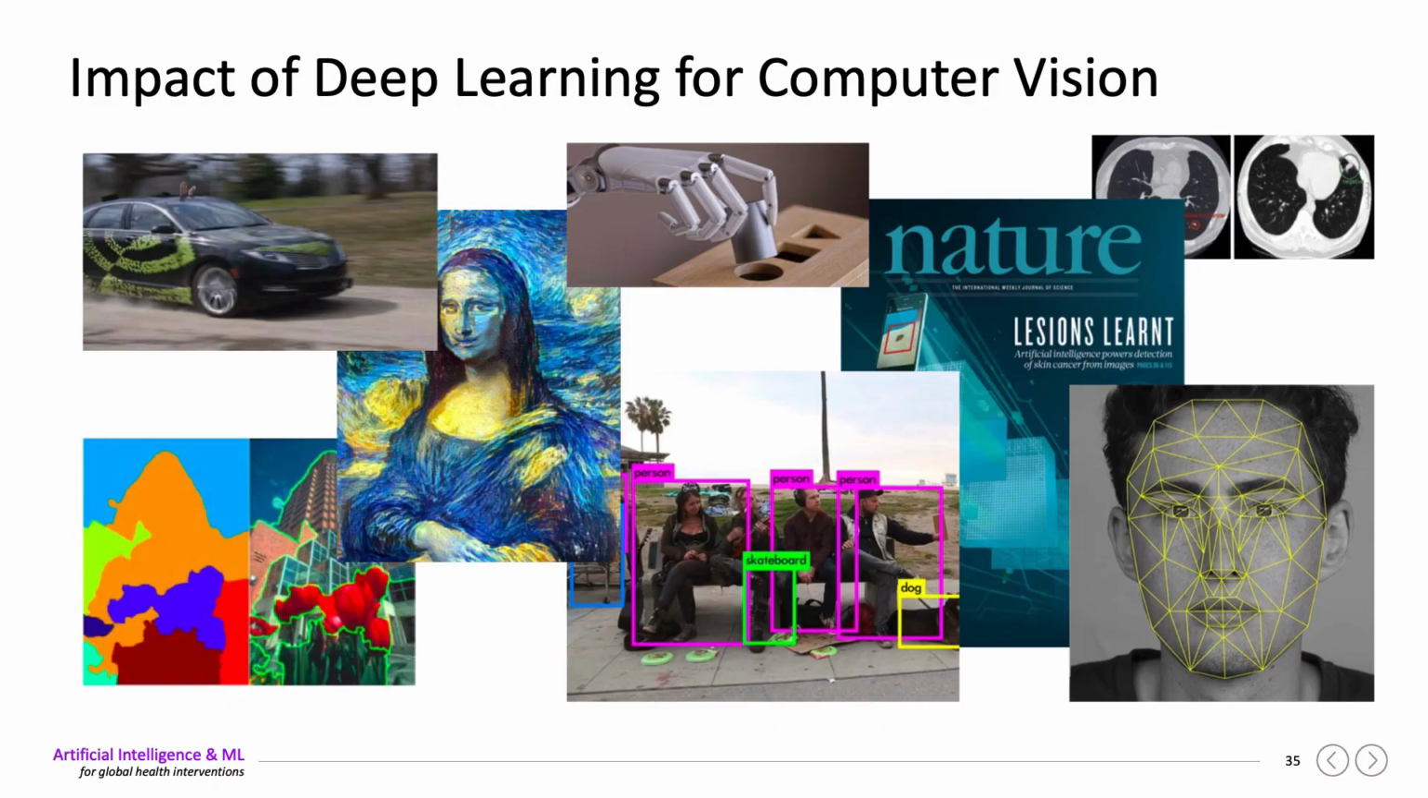This slide is a montage titled Impact of Deep Learning for Computer Vision, showing the astonishing breadth of applications. We see autonomous driving, robotic manipulation, artistic style transfer applied to the Mona Lisa in the style of Van Gogh, object detection labeling people, a skateboard, and a dog, semantic segmentation of street scenes, facial landmark meshes, medical CT analysis, and a Nature cover on AI-powered detection of skin cancer, titled Lesions Learned. The message is that the same underlying deep vision architectures now power an enormous range of real-world systems, from transportation and art to detection, biometrics, and medicine.